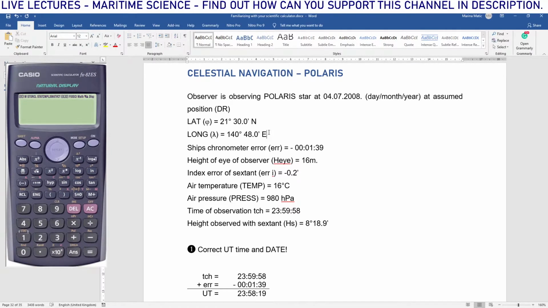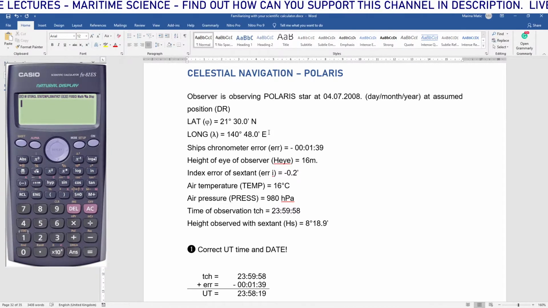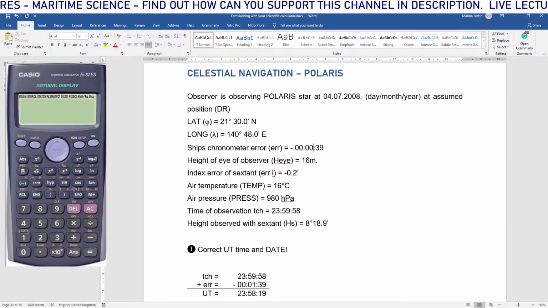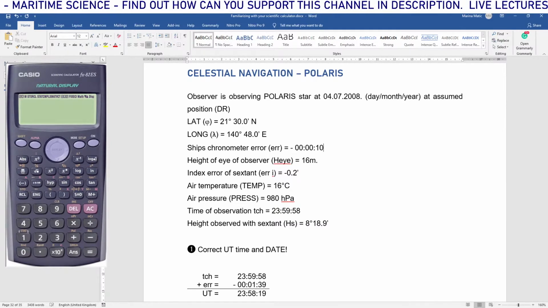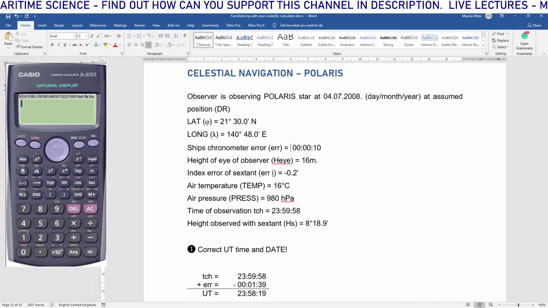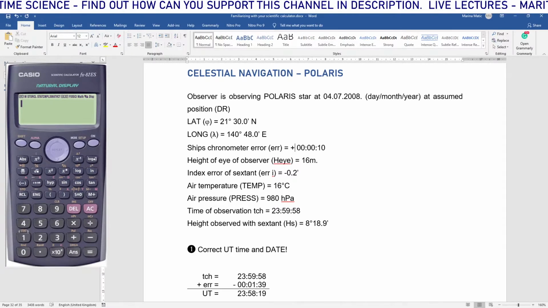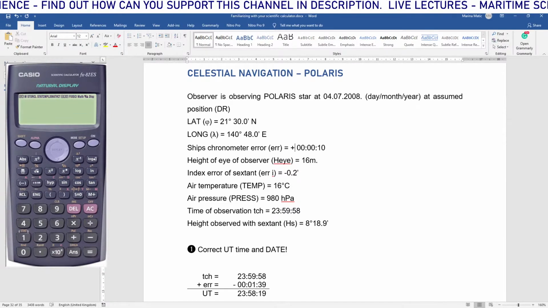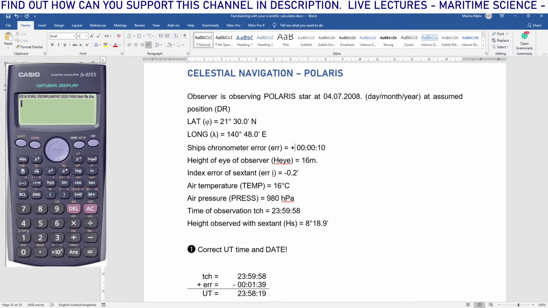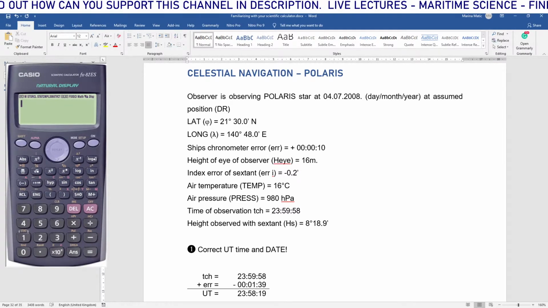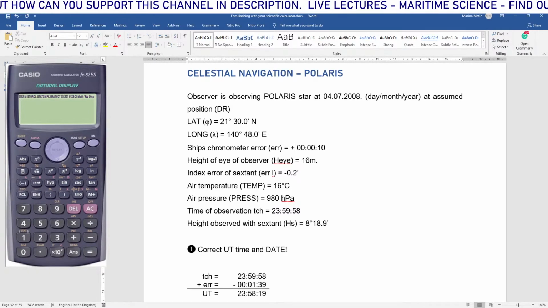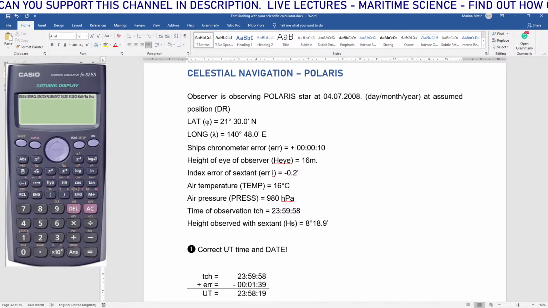Other data that we are given for the observation of Polaris is the ship's chronometer error, and in this case our ship has only 10 seconds, but positive. Usually the positive sign is not marked, but just to avoid confusion I emphasize that the ship's chronometer error is either negative or positive by placing either minus or plus in front of it. So I don't skip the plus, I put the plus, so candidates are 100% sure that it's not negative.